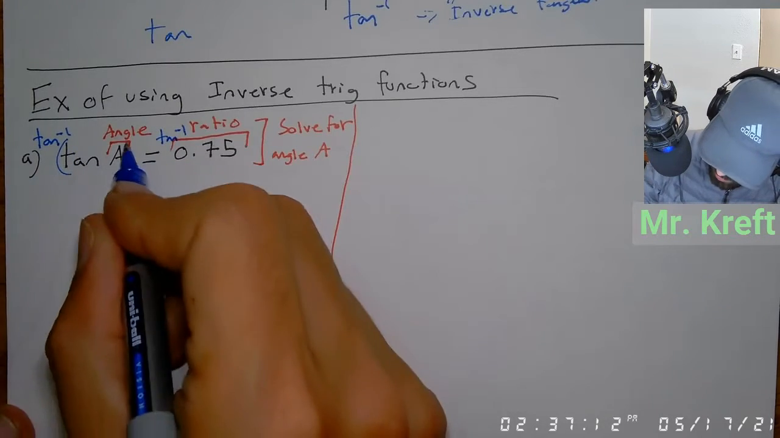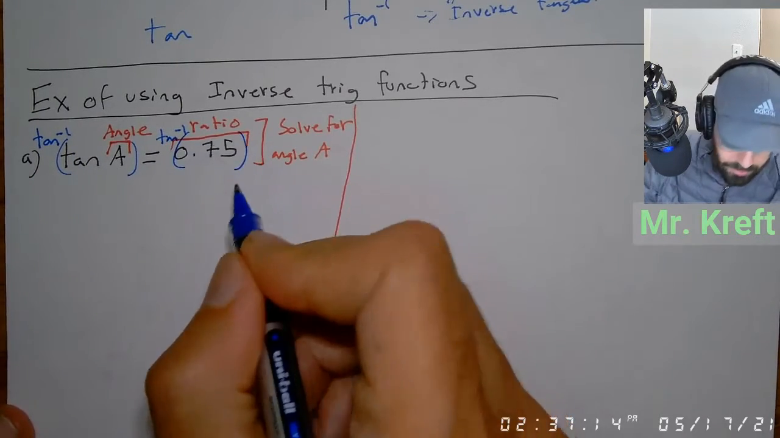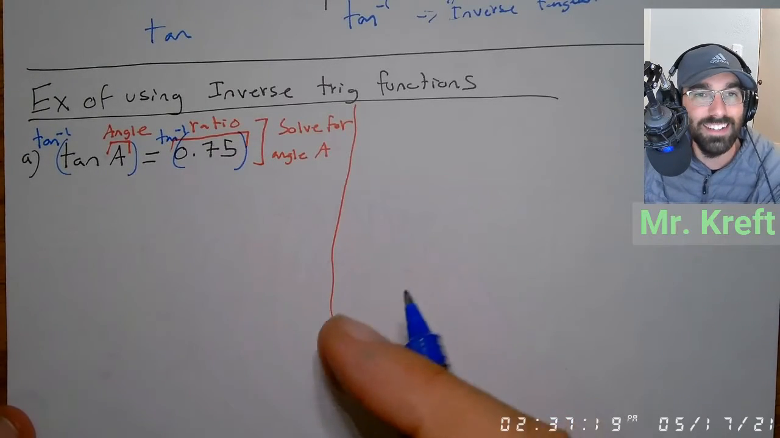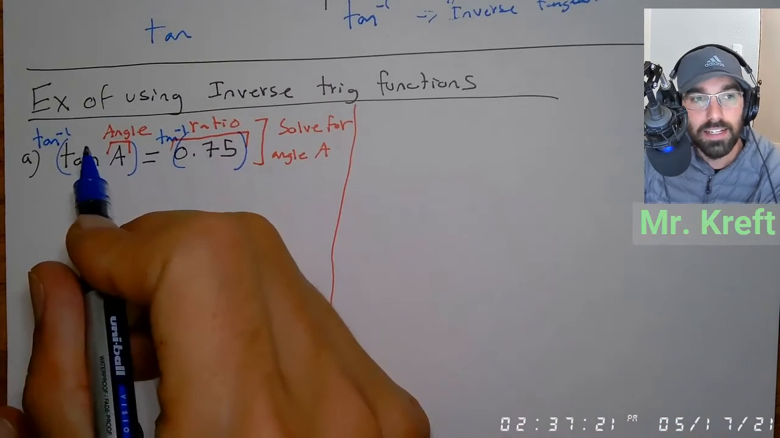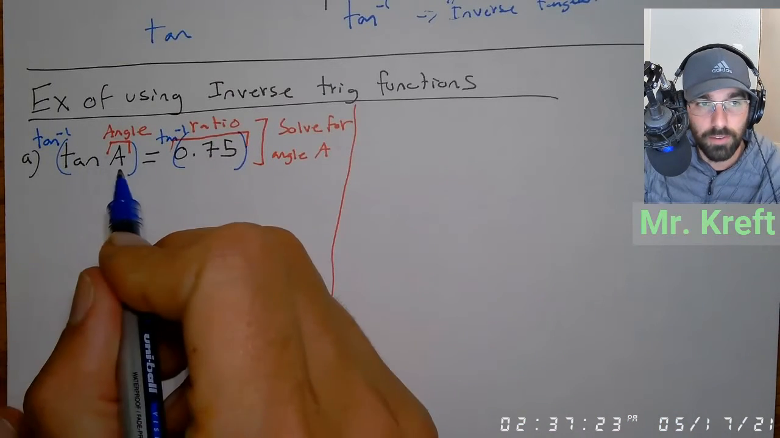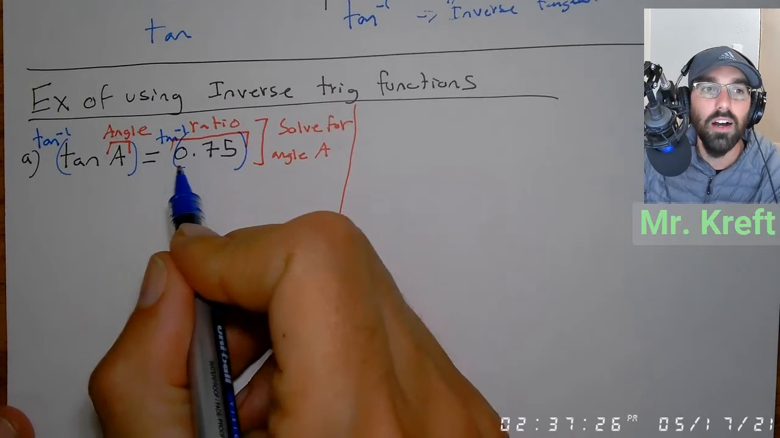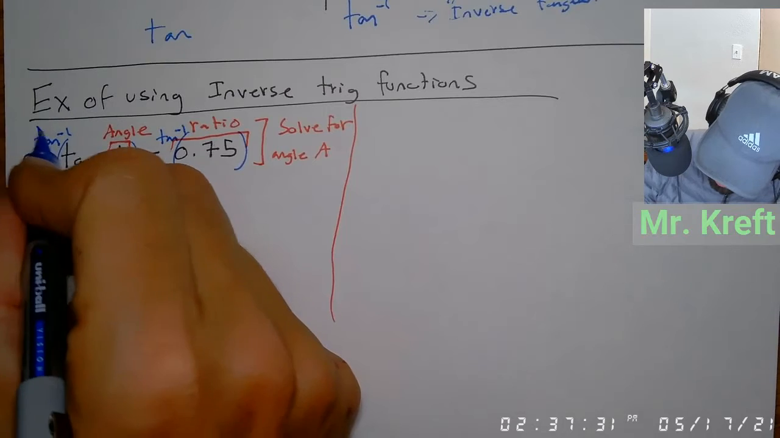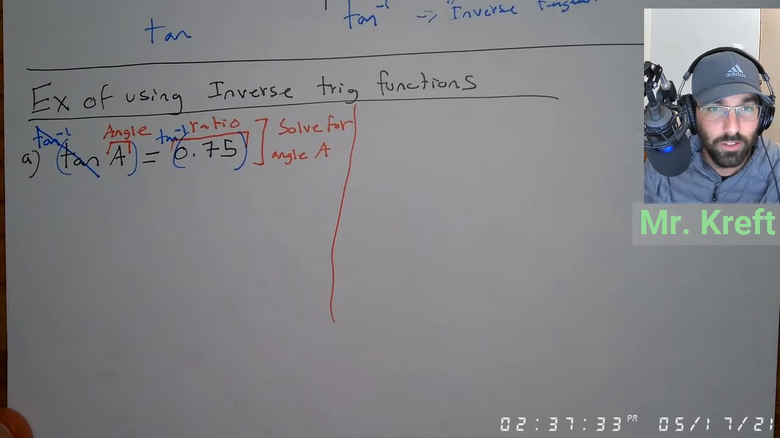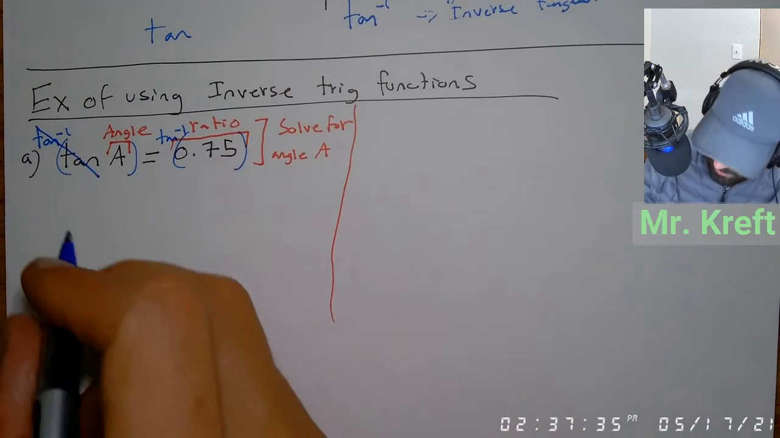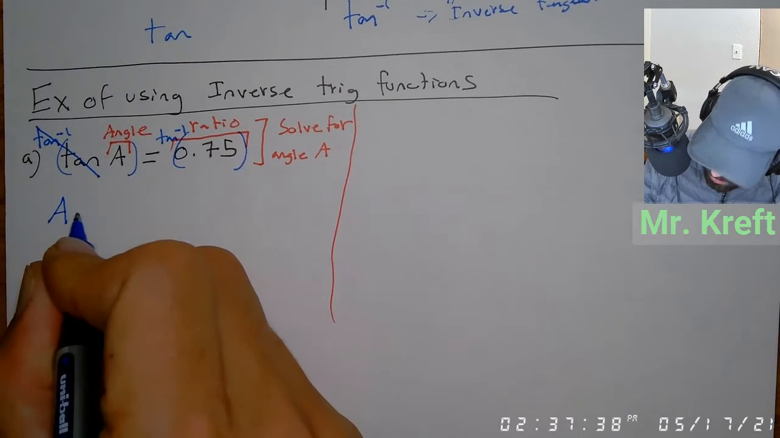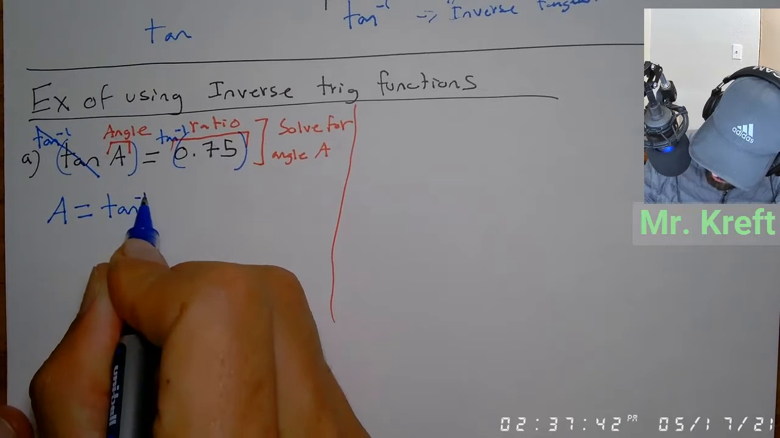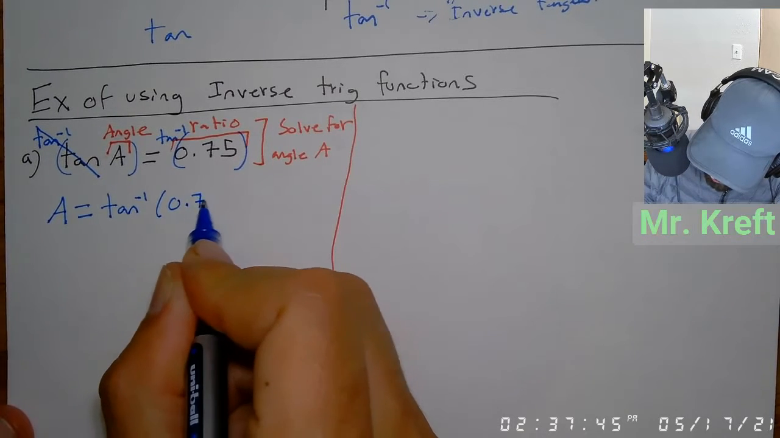It's tangent inverse of this. It's tangent inverse of this. Now in the future, I'm not going to write those parentheses, but that's why we write it to the left, not on the right side. Okay? So the tangent inverse and the tangent, they're going to cancel out, just like a square or a square root would cancel out. So I'm left with angle A, my input, equals tangent inverse of 0.75.